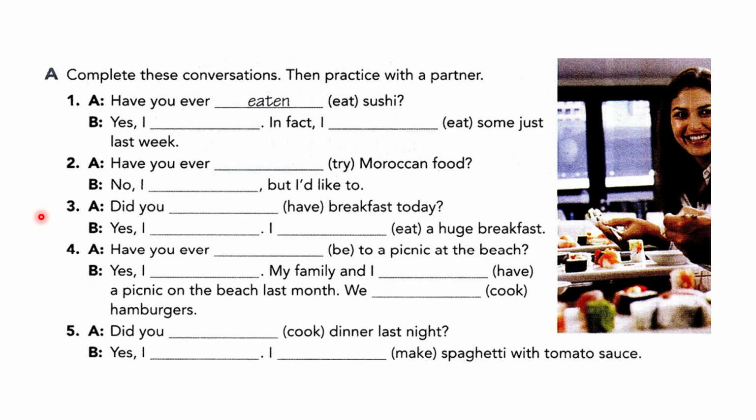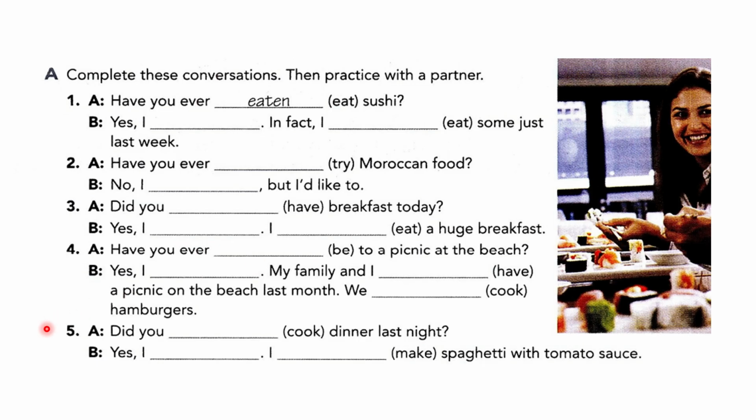So, have you ever been to a picnic at the beach? Yes, I have. My family and I had a picnic on the beach last month. Again, as you can see, because I am saying last month, I have to use the simple past. My family and I had. We cooked hamburgers.